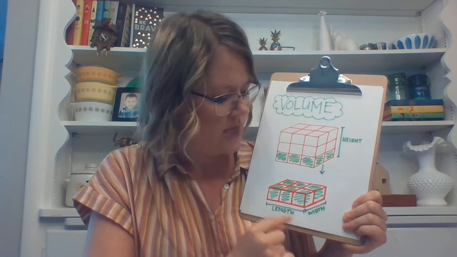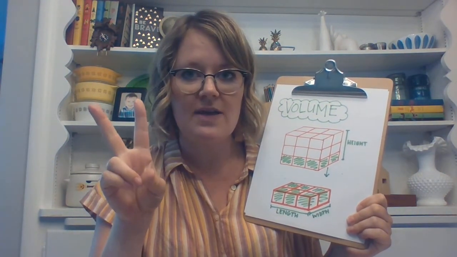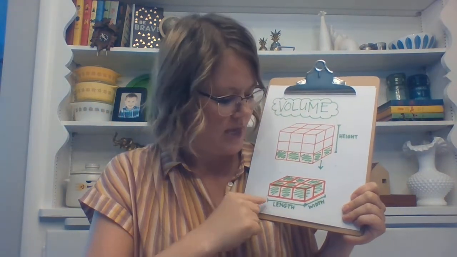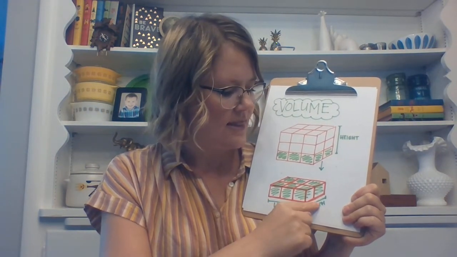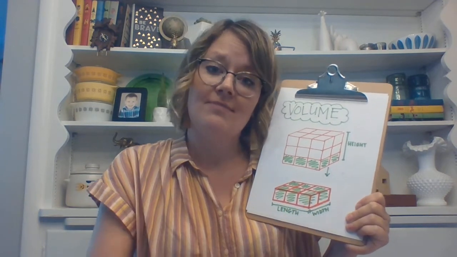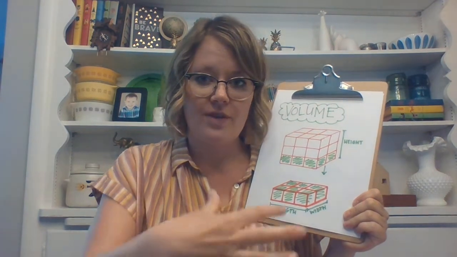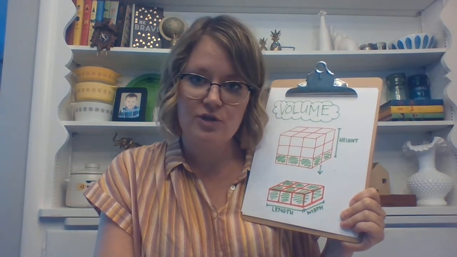That's important. And this bottom layer has 2 dimensions that we need to know, and that is the length and the width. If you label this width and this length, that's okay too. Really, it just depends on the orientation of the rectangular prism, so don't worry too much about that.